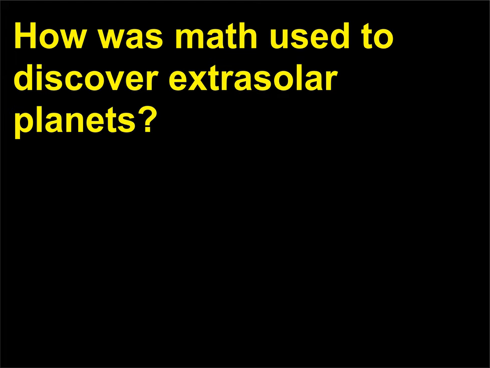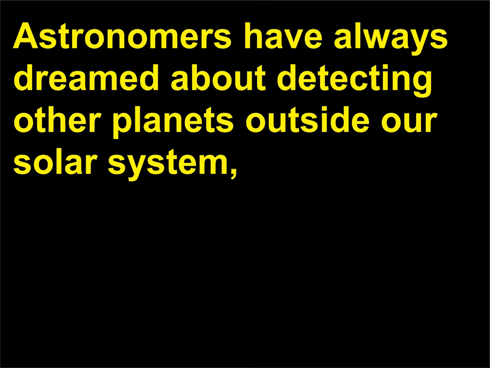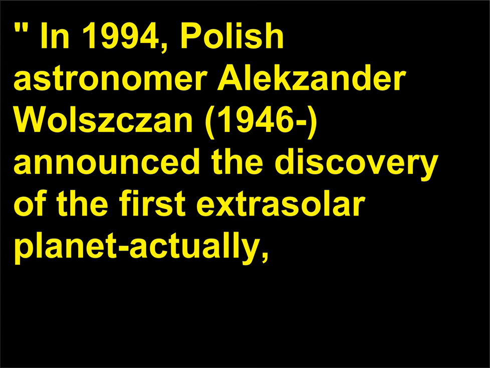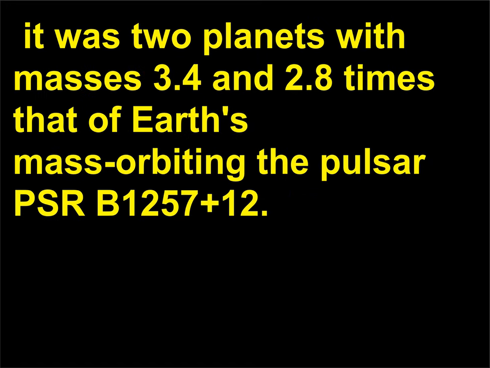How was math used to discover extrasolar planets? Astronomers have always dreamed about detecting other planets outside our solar system, or extrasolar planets. In 1994, Polish astronomer Aleksander Wolszczan, born 1946, announced the discovery of the first extrasolar planets, actually. It was two planets with masses 3.4 and 2.8 times that of Earth's mass orbiting the pulsar PSR B1257+12.